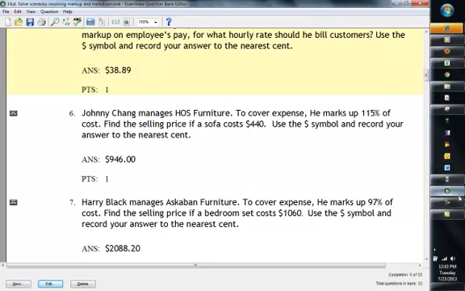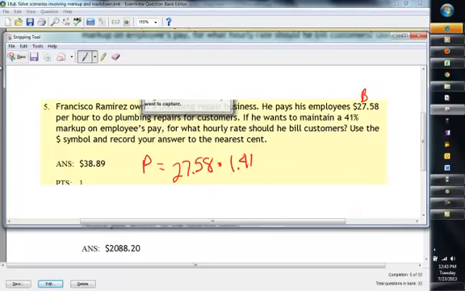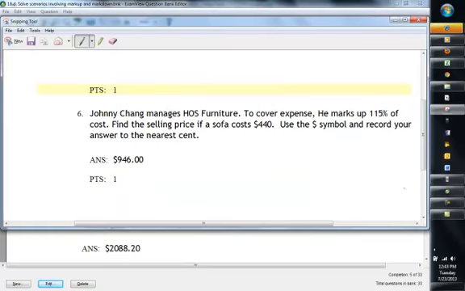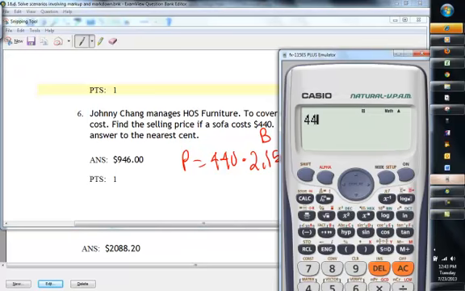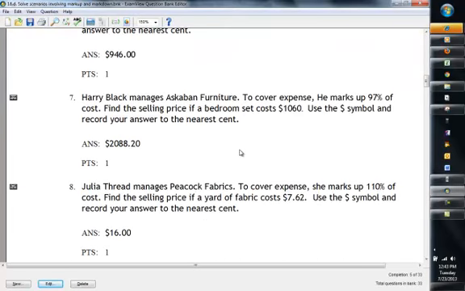Johnny Chong manages house furniture. To cover expenses, he marks up 115% on cost. So in this case, we've got the cost of the sofa is $440. This is the base. So the part will be $440 times, he marks it up 115, so he's actually going to be marking it at 215% because he wants to pay for the sofa also. So 440 times 2.15 gives us $946.